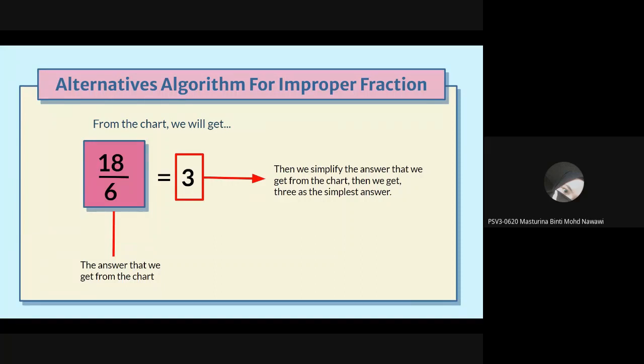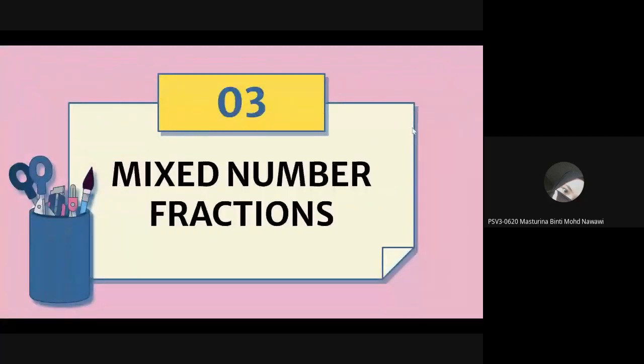Then as we know, 18 and 6 have to be simplified, so we will get the answer 3 as the simplest answer. Okay, for different denominators, we have to use the LCM to get the new denominator and use the chart and standard algorithm as explained earlier by Izati just now. Okay, but I use a simple question to let you know the concept of the alternative algorithm and the standard algorithm. So that's all from me. We go to the next presenter, Afiq.